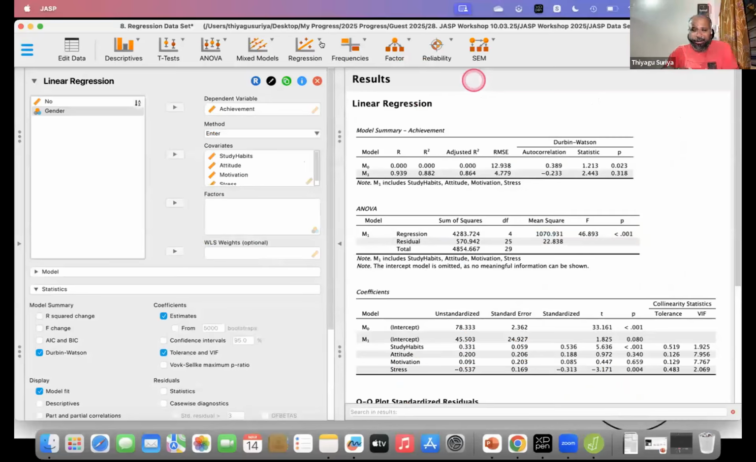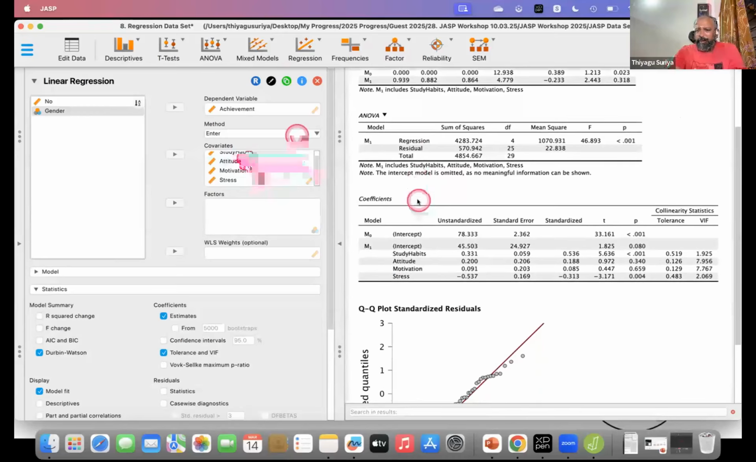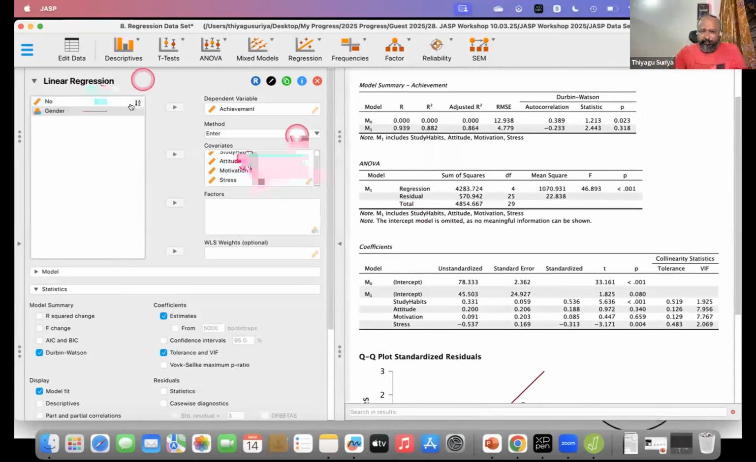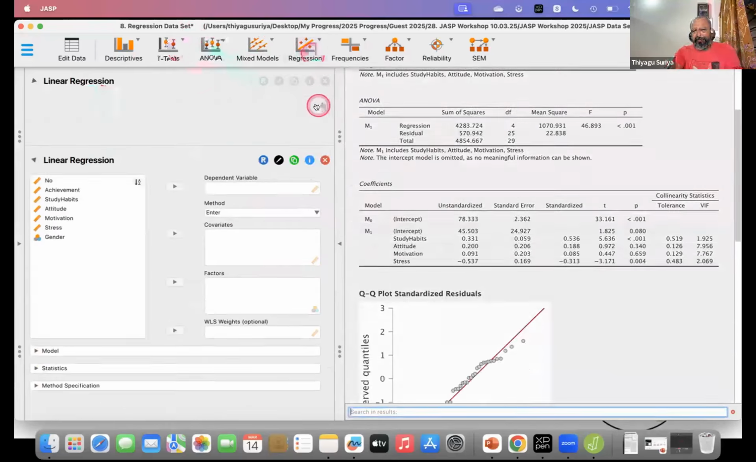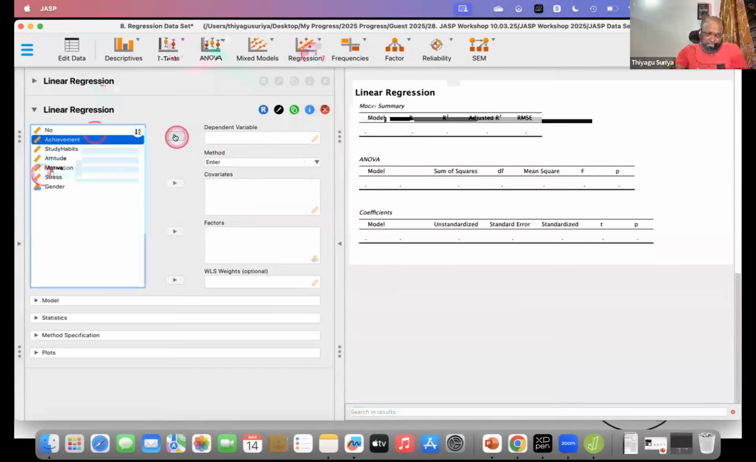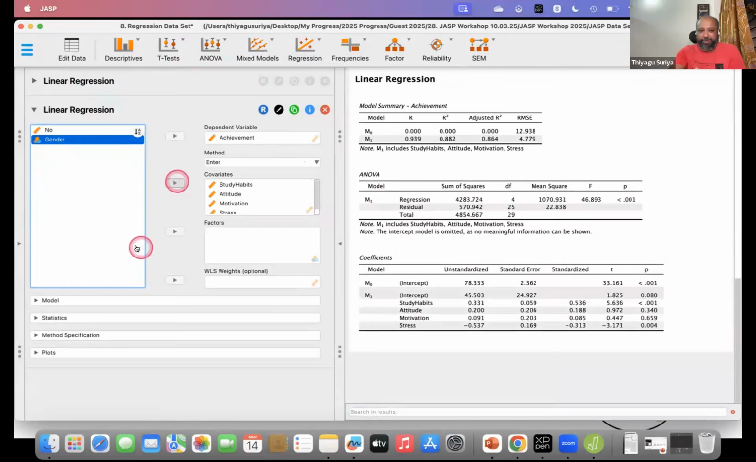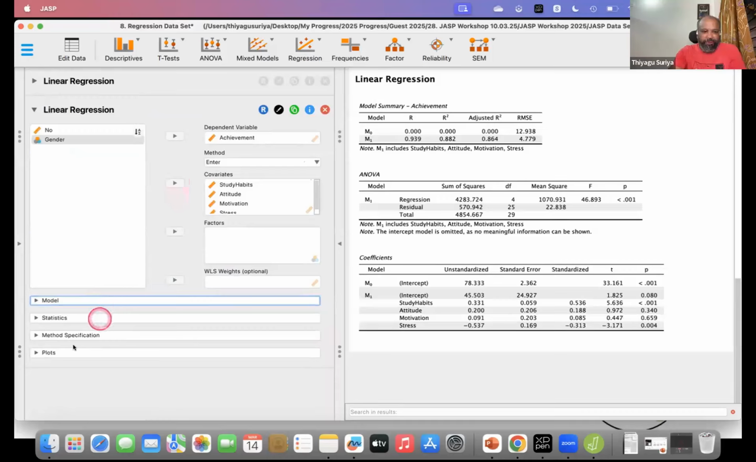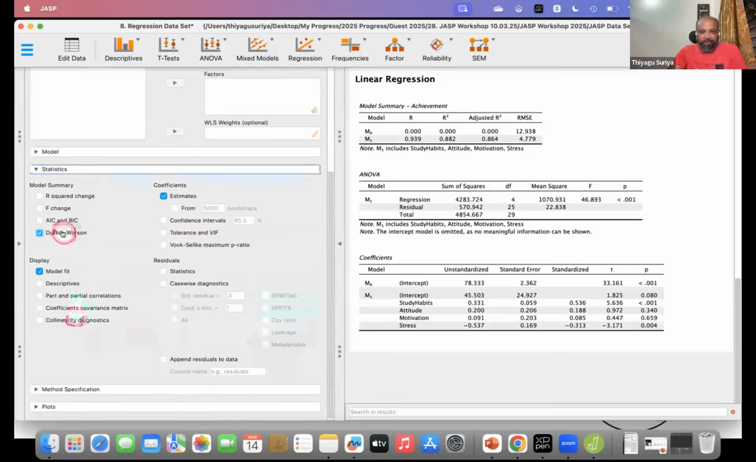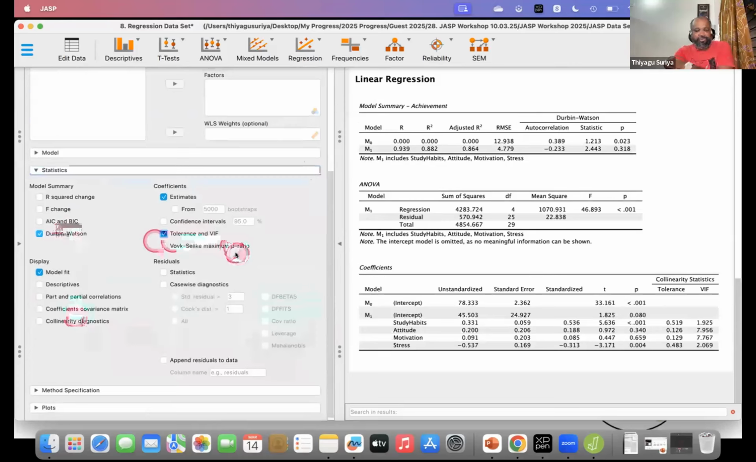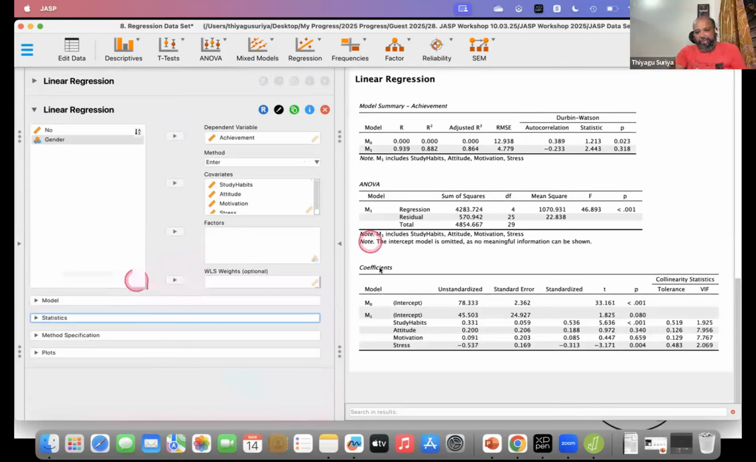So can we do this now? I have all the 4 independent variables. Otherwise, I can go with a new linear regression. I'm going to the new linear regression. Go to Linear. What is my dependent variable? Achievement. Keep the other things as covariates. The same results come. Select all the things, go to Statistics, and select Durbin-Watson and tolerance VIF. This is enough.